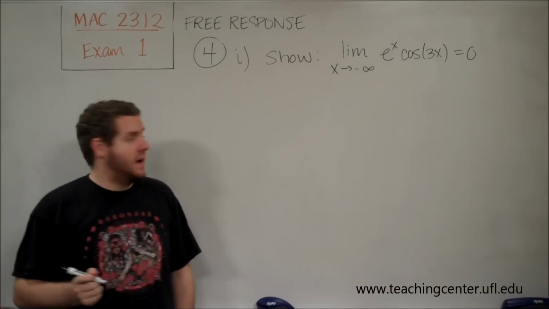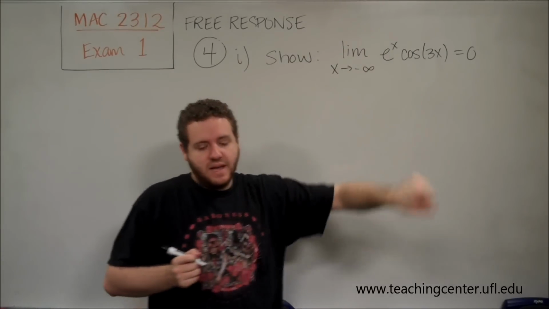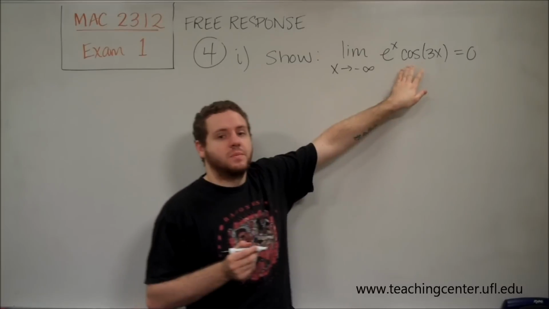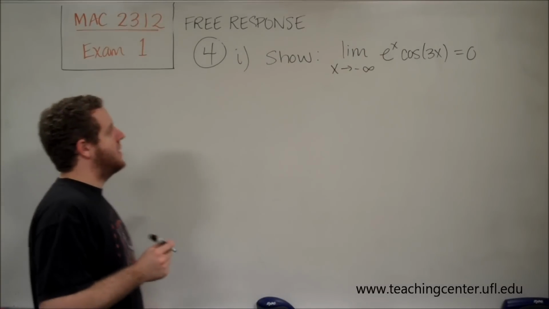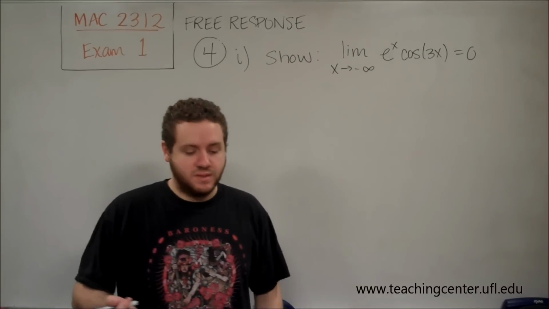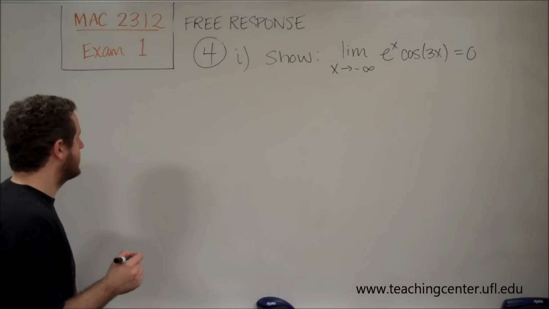3x, part I, we want to show that this limit as x goes to negative infinity of e to the x cosine 3x, which was our integrand from the previous problem, is 0. And the best way to do that is just by using the squeeze theorem. So that's the mathematical fact you're going to use.